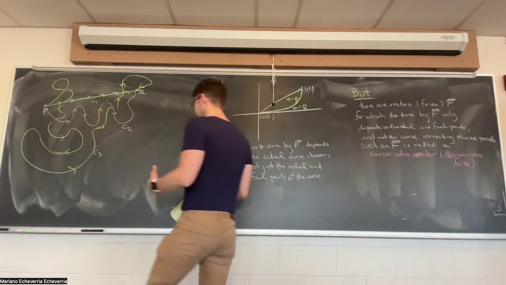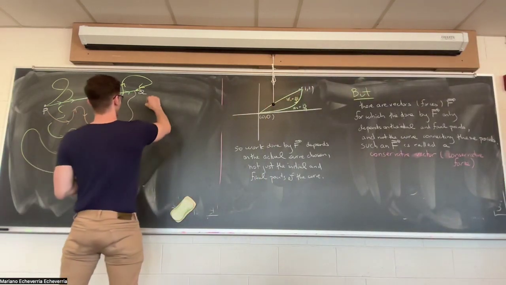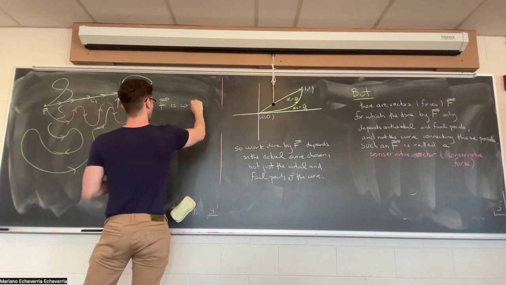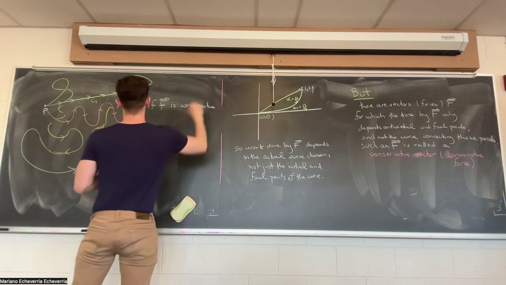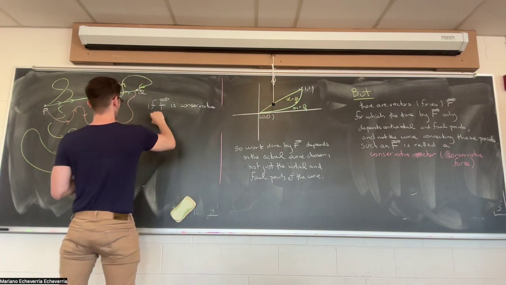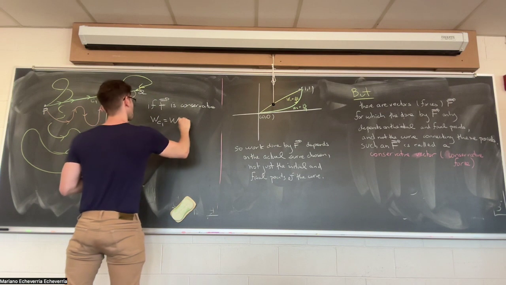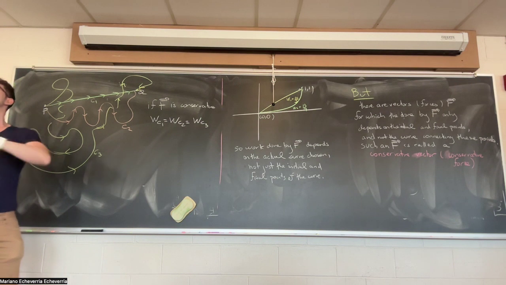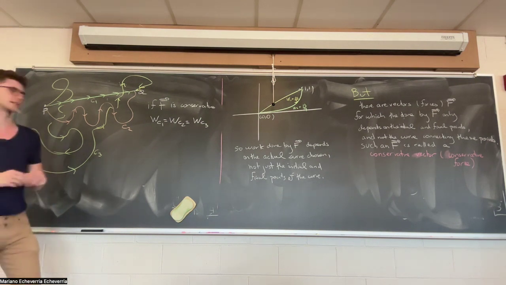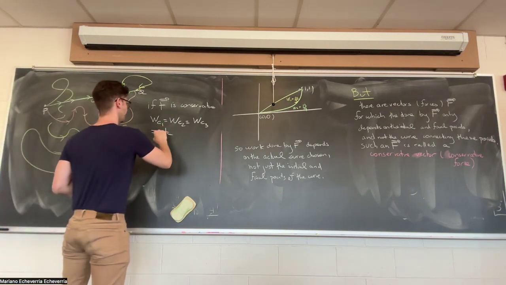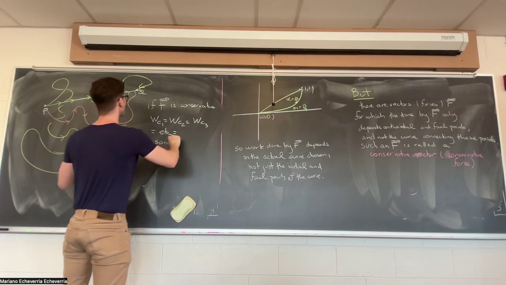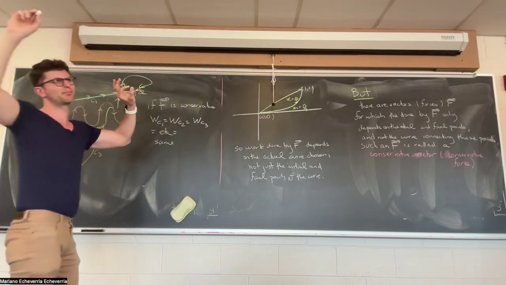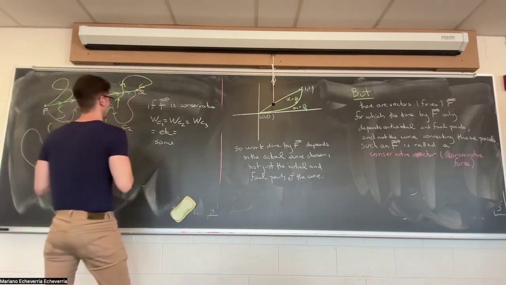So if F is a conservative force, the work along curve one is the same as the work along curve two, which is the same as the work along curve three, et cetera, for any other curves you could ever draw. Same work for all curves connecting P and Q. I am assuming that P and Q are fixed.